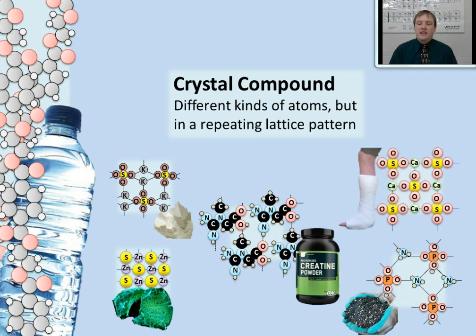And then finally, calcium sulfate is a substance that is used in plaster of Paris, which is used to make hard casts over broken bones. Calcium sulfate is a crystal compound because it's made up of calcium atoms bonded to sulfate molecules. There's different atoms there, calcium, oxygen, and sulfur, and they're bonded in a repeating lattice pattern all the way throughout.